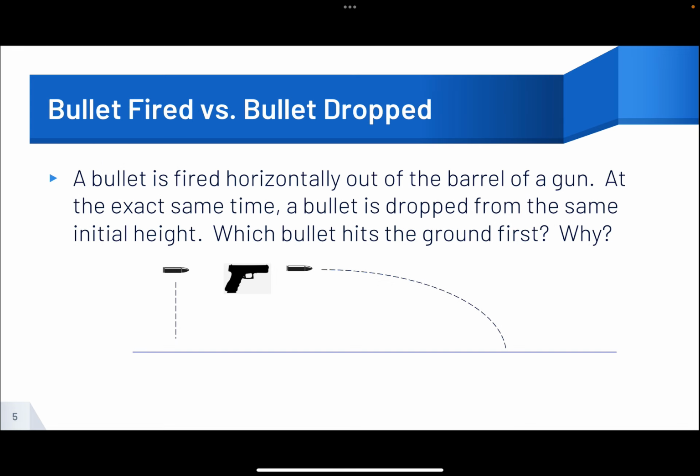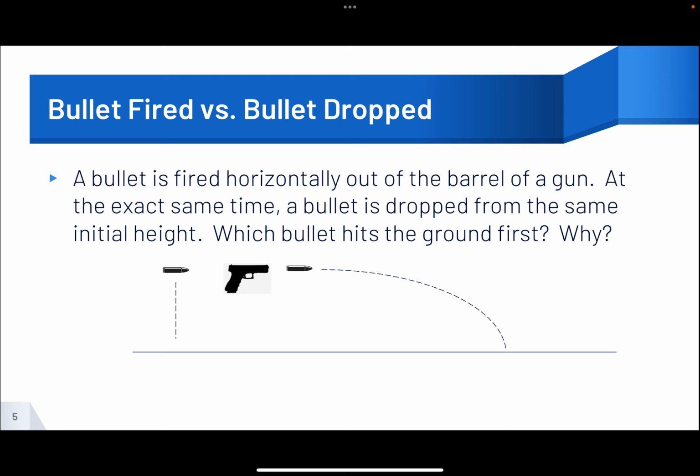Now, when we think of this, there's this very famous problem in physics that says if you were to take a bullet and fire it horizontally out of a gun, and at the exact same time a bullet is dropped from the same initial height, which hits the ground first? What we actually find is that both bullets will hit the ground at the exact same time.